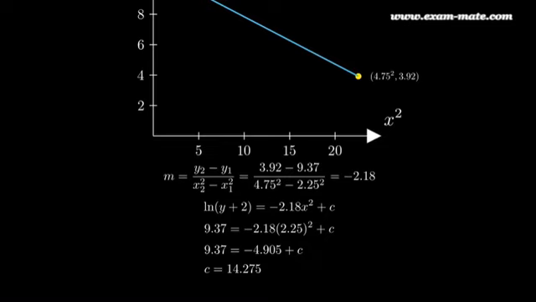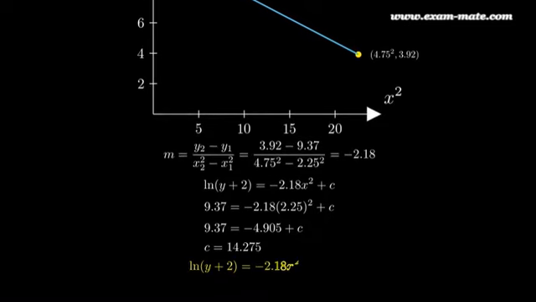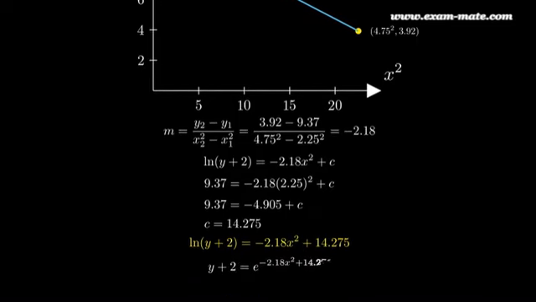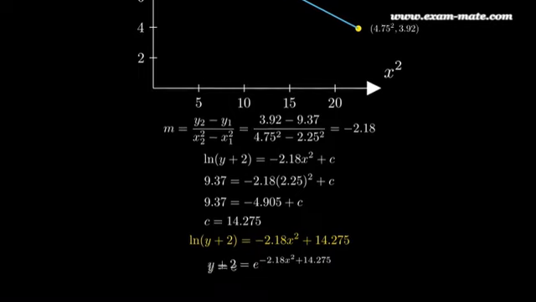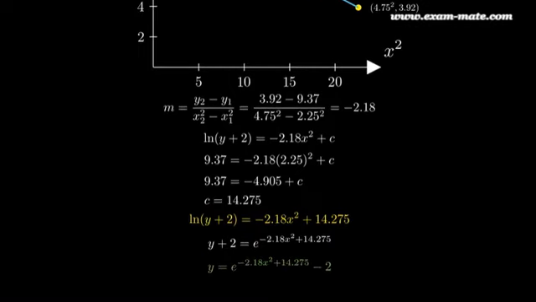Now we have our complete equation. ln(y + 2) = -2.18x squared + 14.275. To solve for y, we need to use the exponential function, taking e to the power of both sides. y + 2 = e to the power of (-2.18x squared + 14.275). Finally, subtracting 2 from both sides gives us our answer.